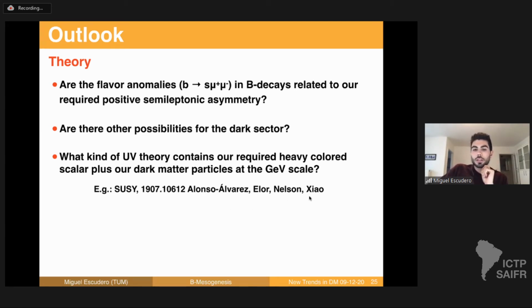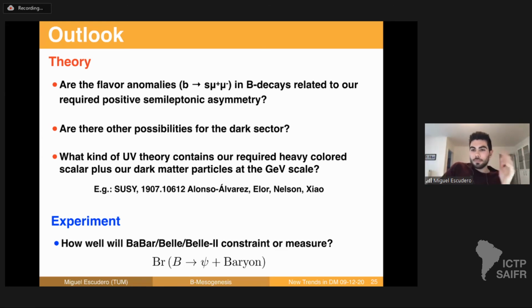Wang Xiao. And finally, regarding experiment, I'm really curious to know how well BaBar, Belle, and Belle II would constrain, potentially measure this non-standard branching fraction of the decay of a B-meson into dark matter plus a visible baryon.